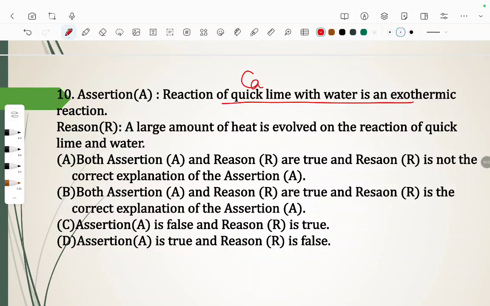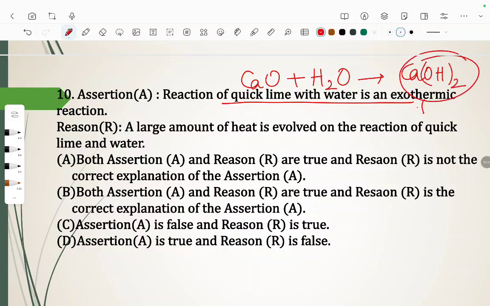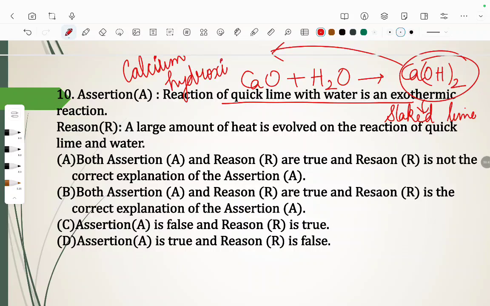Absolutely, quicklime is CaO, calcium oxide. When it reacts with water, what does it give? Ca(OH)2. What is Ca(OH)2? Its common name is slaked lime. And what is its chemical name? Calcium hydroxide. Yes, very good. Large amount of heat is evolved on the reaction of quicklime and water. Yes, absolutely correct.